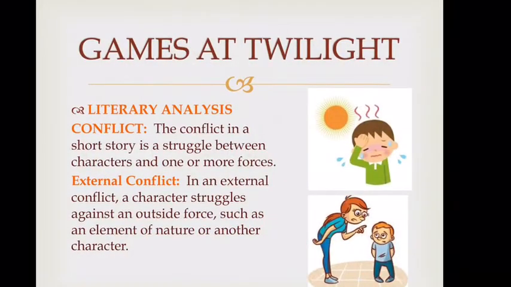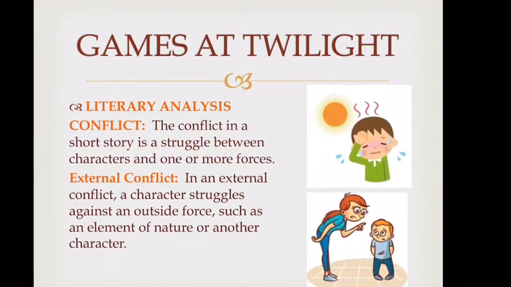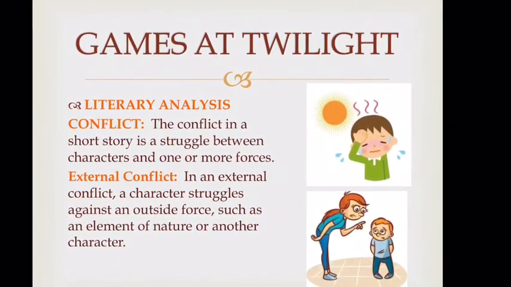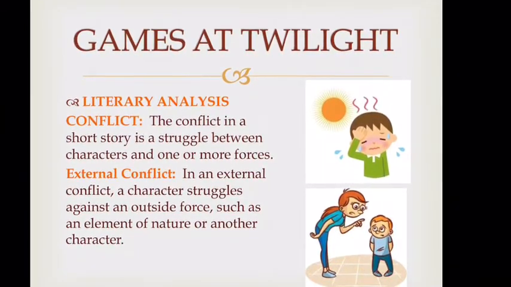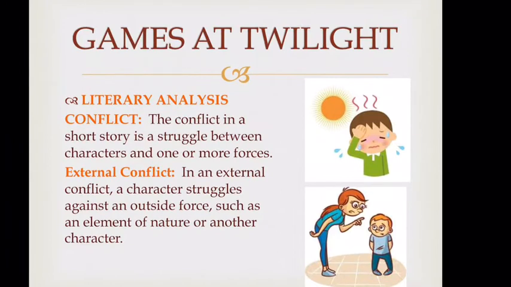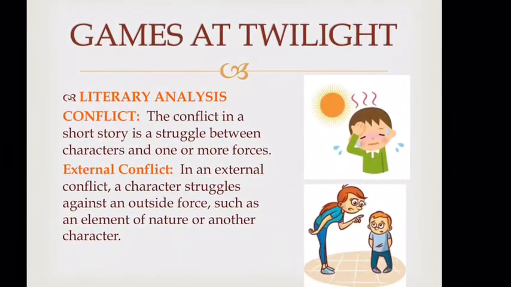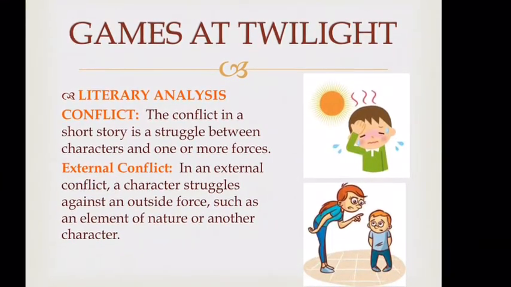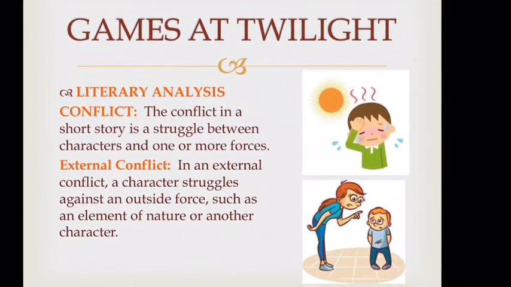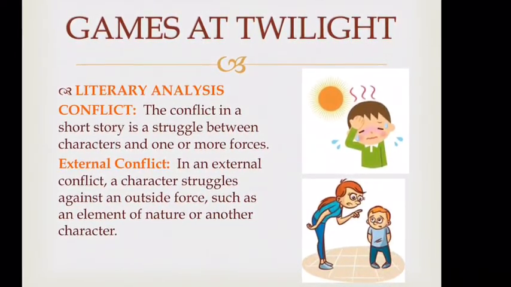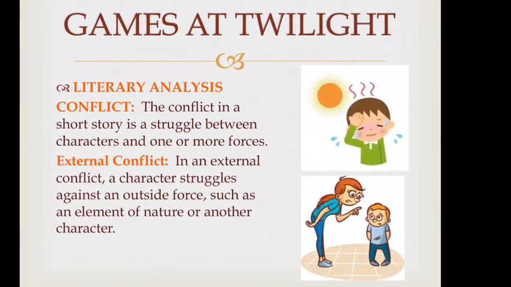For this story, the literary analysis is conflict. The conflict in a short story is a struggle between characters and one or more forces. Those forces can be external, such as nature or another character. External conflict: in an external conflict, a character struggles against an outside force, such as an element of nature or another character. For example, in Games at Twilight, the children struggle against the stifling heat inside the house and the mother who will not let them go outside to play.